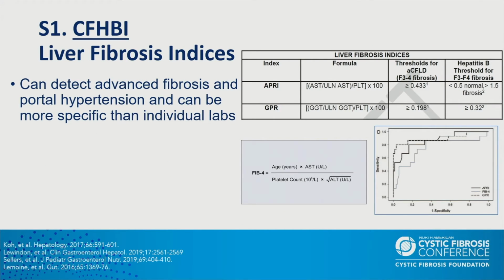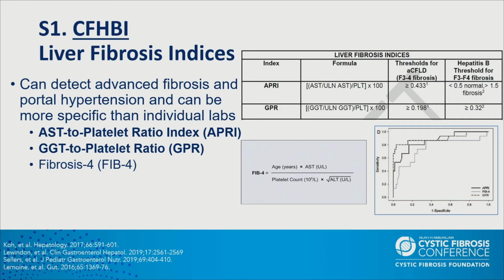A word on liver fibrosis indices. Many in this group are probably well familiar with this, but these are calculations shown on the graph and on the table that can help to give a sense for the severity and perhaps the more advanced stages of liver disease, in particular portal hypertension. They can detect advanced fibrosis and portal hypertension at more specific levels than individual labs. And in particular, the committee has focused on the AST to platelet ratio index, or APRI, and the GGT to platelet ratio, or GPR. These indices can be calculated, and there are some routine EMR-based methods to do so.